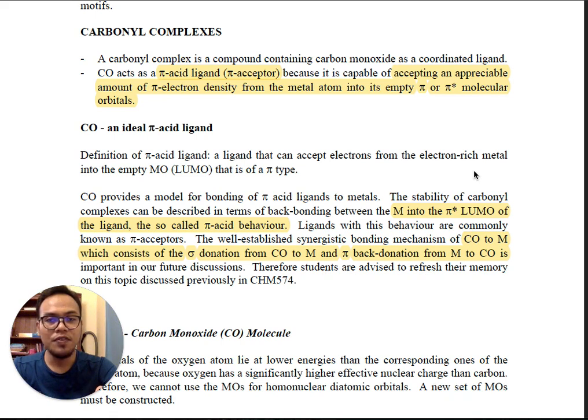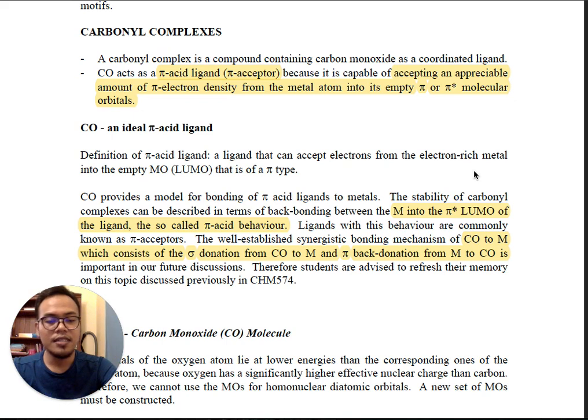Now, speaking of the syllabus that we are going to discuss today, again I would like to go through the carbonyl complexes. I'm sure some of you might have had a bit of confusion on this concept. But before we move further on how carbonyl complexes can be formed, we need to understand the properties of carbonyl complexes, or carbon monoxide as a coordinated ligand, first.